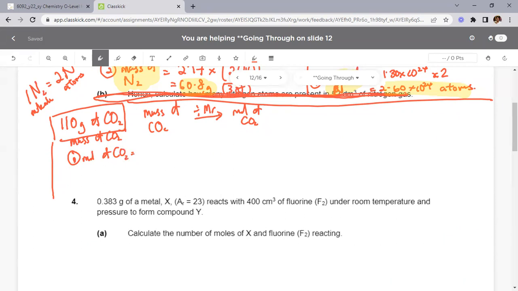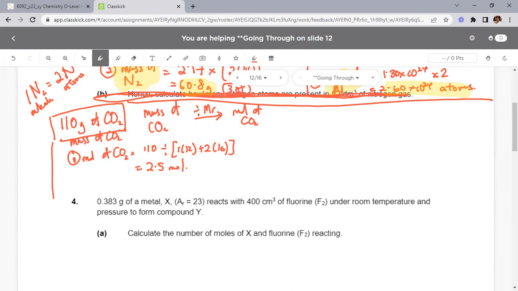So the mole of CO2 will be 110 divided by the Mr of CO2, which will actually be 1 times 12 plus 2 times 16, which will be 44. So 110 divided by 44, you're going to get 2.5 mole. So this is the first quantity that I got, the mole of CO2.